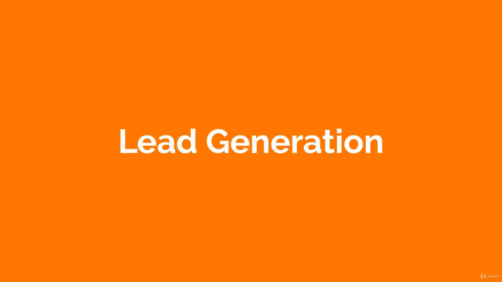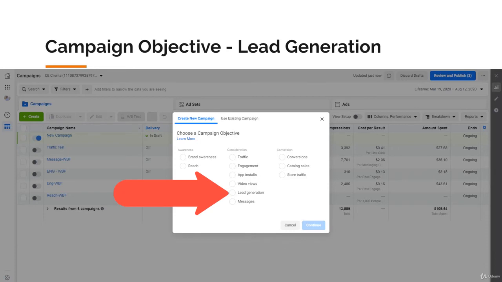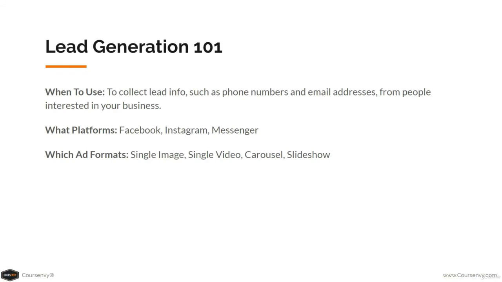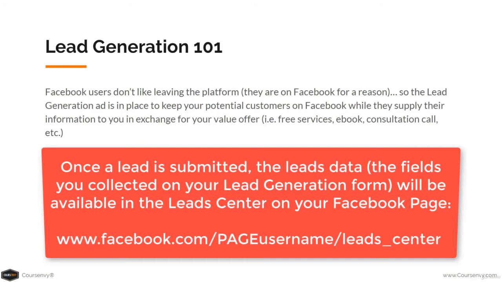Next, lead generation ads. So select the campaign objective, lead generation. These are used to collect lead info such as phone numbers and email addresses from people interested in your business. These can be promoted on platforms of Facebook, Instagram, and Messenger in the format of single image, single video, carousel, or slideshow. Facebook users don't like leaving the platform.